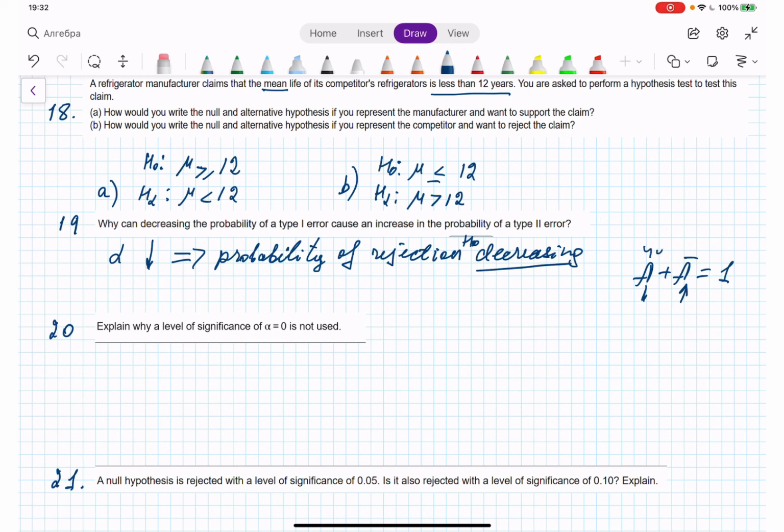If you have 40 and 60, and this one becomes 70, the other becomes 30. It's opposite, like a scale. If the total is 1 and one increases, the other will decrease. So this increases the probability of the complement, not rejecting the null hypothesis, which could increase the probability of failing to reject the null hypothesis when it is false. And that's a type 2 error.